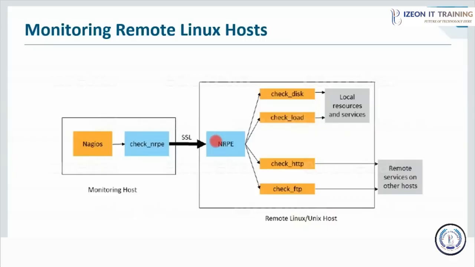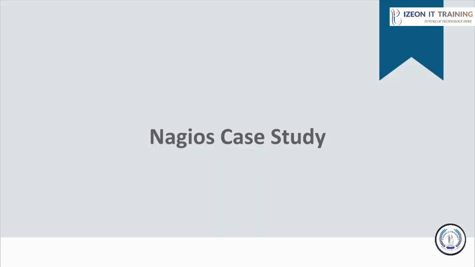Now there is a secure socket layer, SSL, connection between the monitoring host and the remote host. You can see the SSL connection in the diagram as well. What it is doing is checking the disk space, load, HTTP, FTP, and remote services on the other host. These are local resources and services. So basically, this is how NRPE works, guys. You have the check_nrpe plugin residing on the host machine, you have the NRPE daemon running on the remote machine, there's an SSL connection, and this NRPE plugin basically helps us to monitor that remote machine. That's how it works.